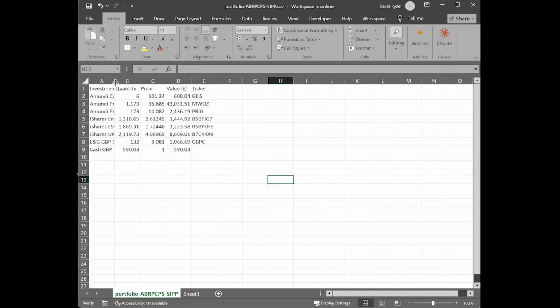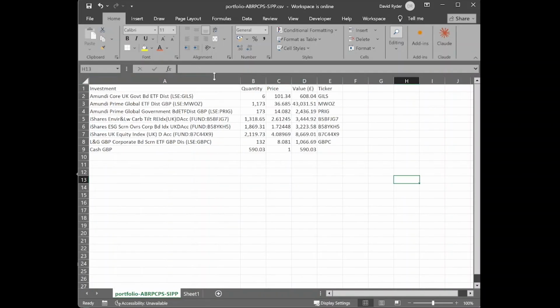I want to expand this column. I just double clicked on that row there. You can drag it across or just double click and it does that. I'm also going to select this top row and make it bold because it just makes my life a little easier.